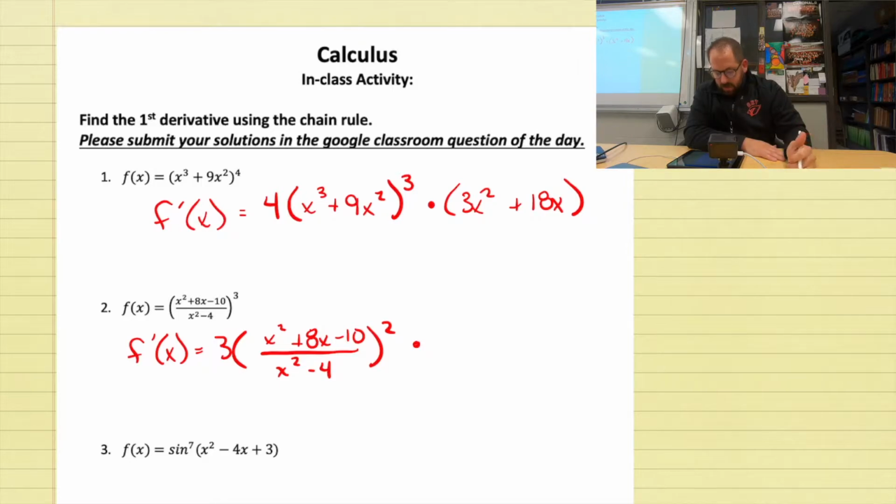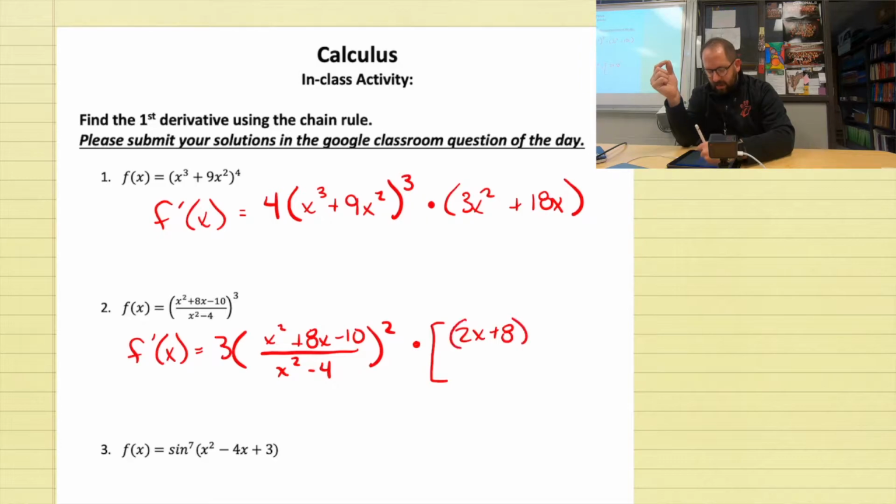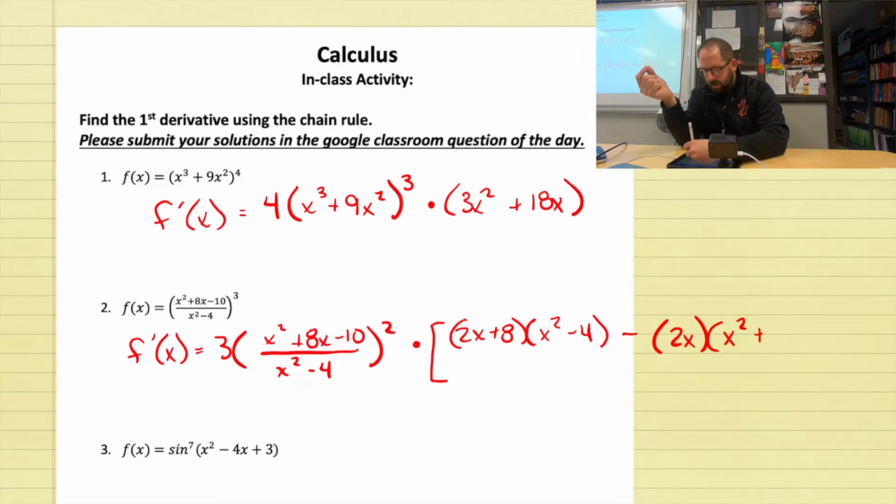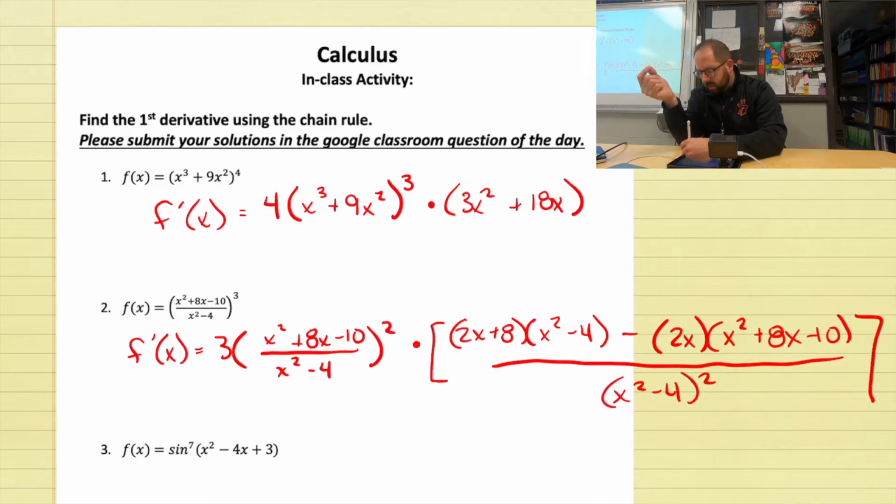All right, so we do the normal power rule, drop it out front, subtract 1 off the power, and then we have to take it times the derivative of the inside. Now, this is the part that a lot of people were struggling on yesterday: how do you write it? Here's what you have to do. The derivative of the fraction is a quotient rule. So this is the derivative of the inside. It's 2x plus 8, that's the derivative of the top, times the bottom, minus the derivative of the bottom times the top, all over the bottom squared. So that's x squared minus 4 squared. Okay, so that's the actual derivative of the inside.